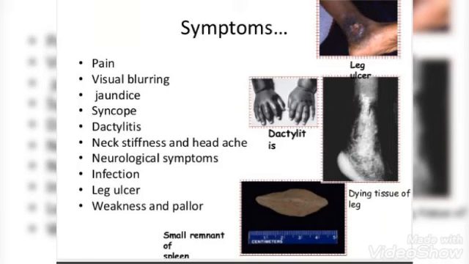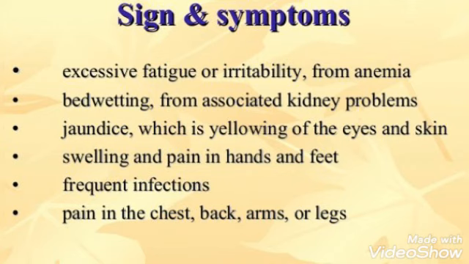Let's understand the clinical features in case of sickle cell anemia. There is severe abdominal pain due to recurrent infarcts or due to gallstones in a few patients. Skin ulcers occur due to anemia or hypoxia. Leg ulcers occur due to dying tissue of the leg. There are general features of anemia like pallor, weakness, fatigue, lethargy. Also recurrent infections, neurological symptoms, neck stiffness, headache, dizziness, syncope, jaundice due to hemolysis, and visual blurring.